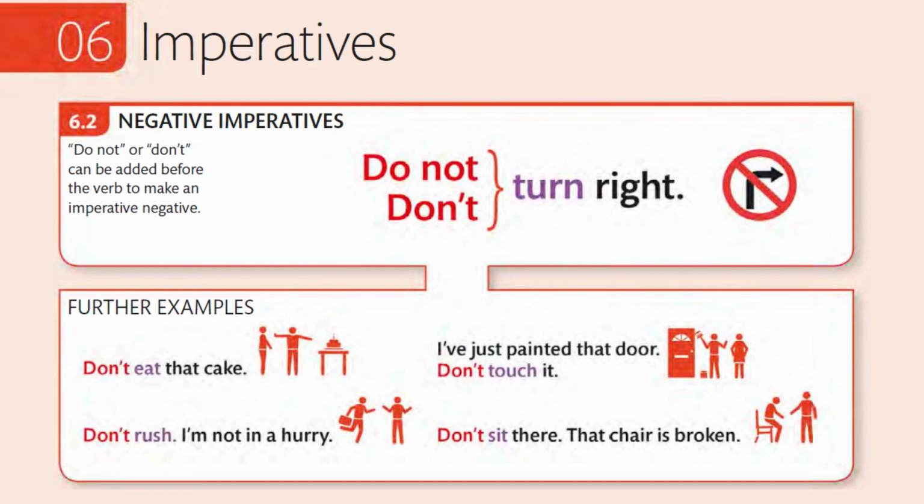Negative imperatives. Do not or don't can be added before the verb to make an imperative negative. Do not turn right. Don't turn right.